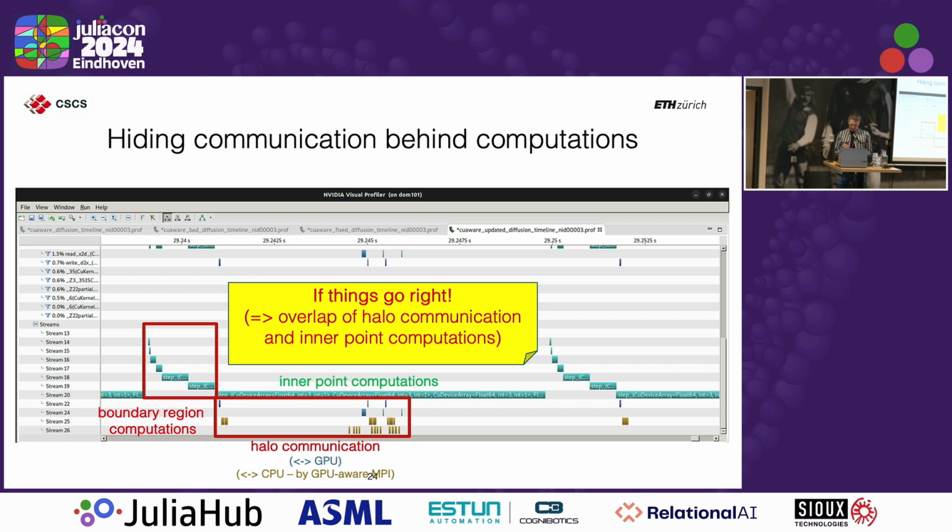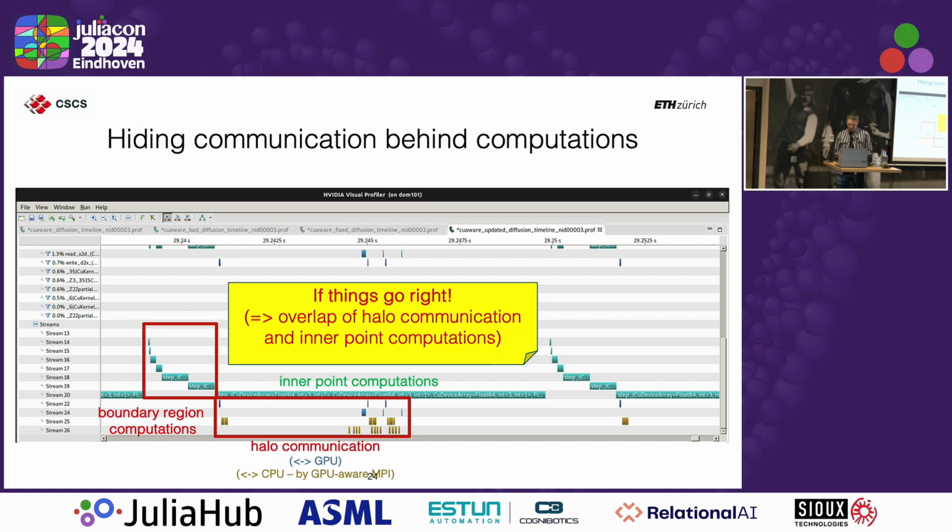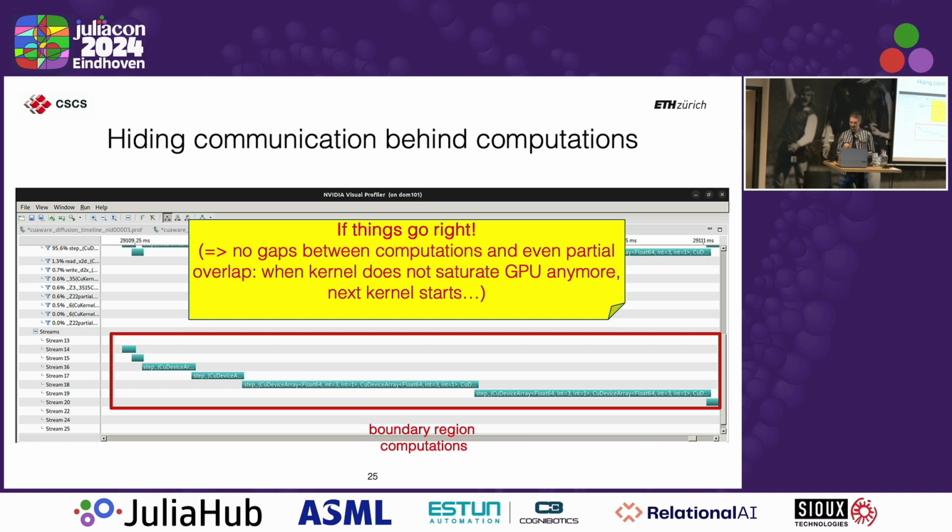Then you see here, if things go right, how it goes. We have boundary region computations on the left, and then the overlap of the inner point computation with the Halo computations. Nice to see here is that the boundary region computations, if you zoom in, also overlap partly. And actually that means that when the kernel has not anymore enough blocks to saturate the GPU, then the next kernel already starts and can that way saturate the GPU at all times.